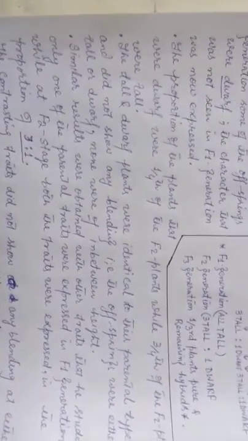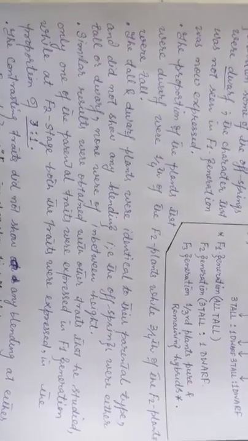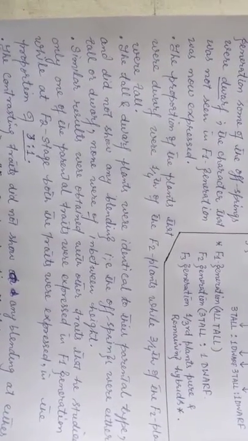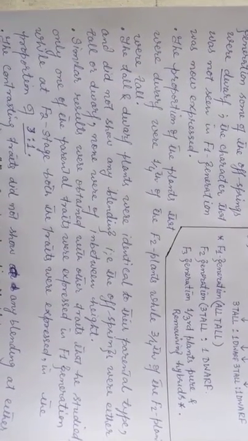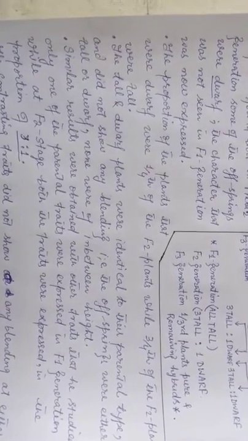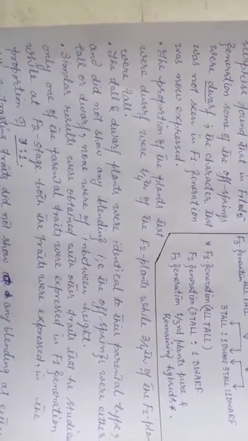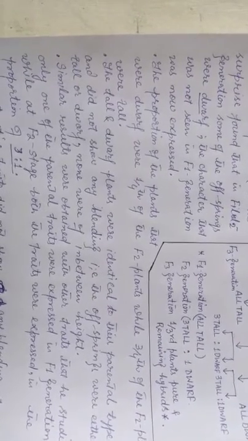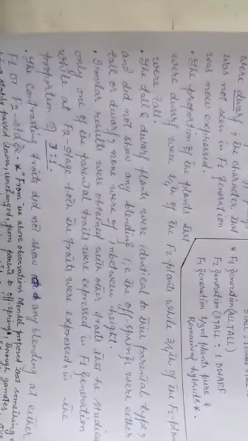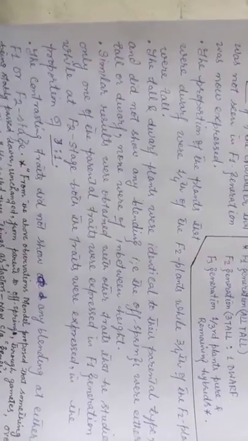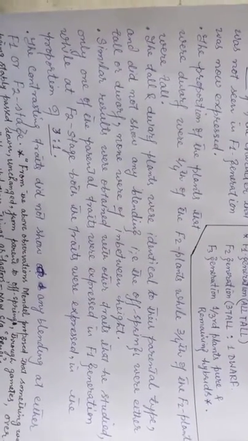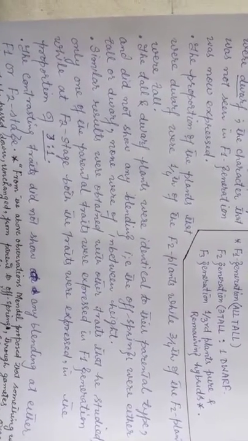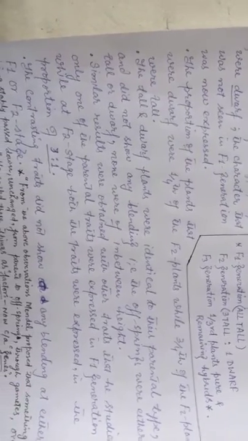And similar results were obtained with other traits that he studied. Only one of the parental traits was expressed in the filial 1 generation, while at the F2 stage, both the traits were expressed in the proportion of 3:1. The contrasting traits did not show any blending at either the F1 or F2 stage.